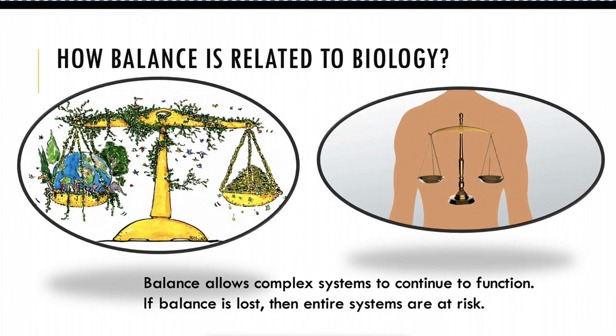In this chapter, we will focus on two types of balance: homeostasis, which is regulation of the internal environment of an organism, and stability within the ecosystem, which results from the relationships between different organisms. In both cases, balance allows complex systems to continue to function, and if this balance is lost, the entire system is at risk. Ecosystems and internal body systems are complex, dynamic, and open. Natural ecosystems usually remain in balance, but they can also be disrupted by natural events or by human actions.